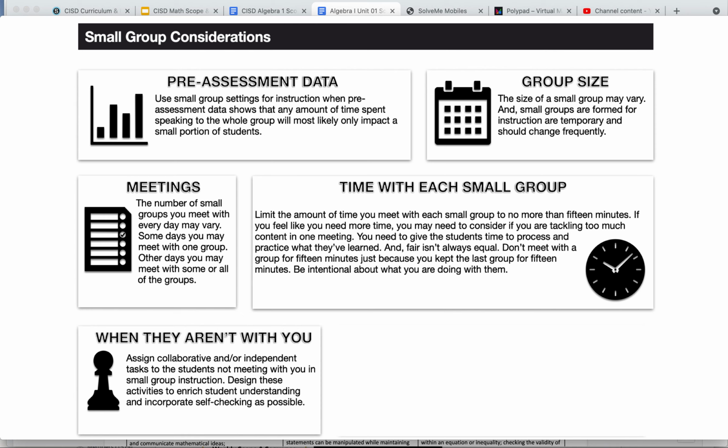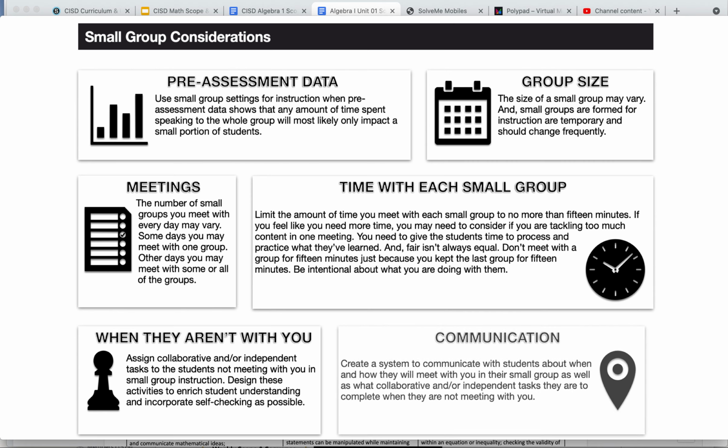you do with them. When the students aren't with you, assign collaborative or independent tasks. Design those activities to enrich their understanding. Incorporate self-checking when possible. And create a system to communicate with your students about how and when they'll meet with you and what they'll do when they're not with you.